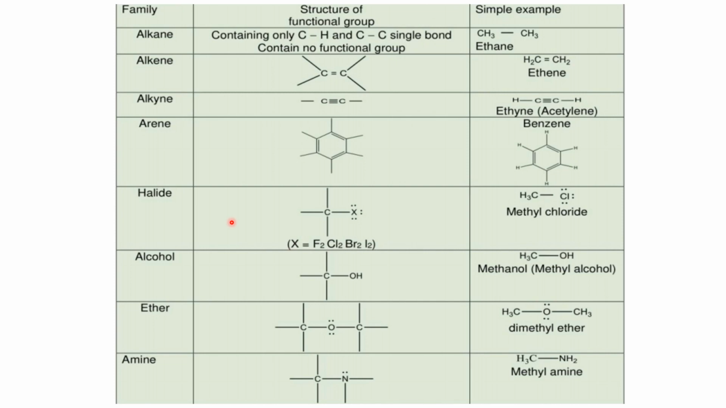Here we have some functional groups. Alkane, we have just single bond. Alkenes में we have double bond. Alkynes में we have triple bond. Arene में we have a benzene ring. Halides में we have a halogen atom attached. Alcohol में we have OH.